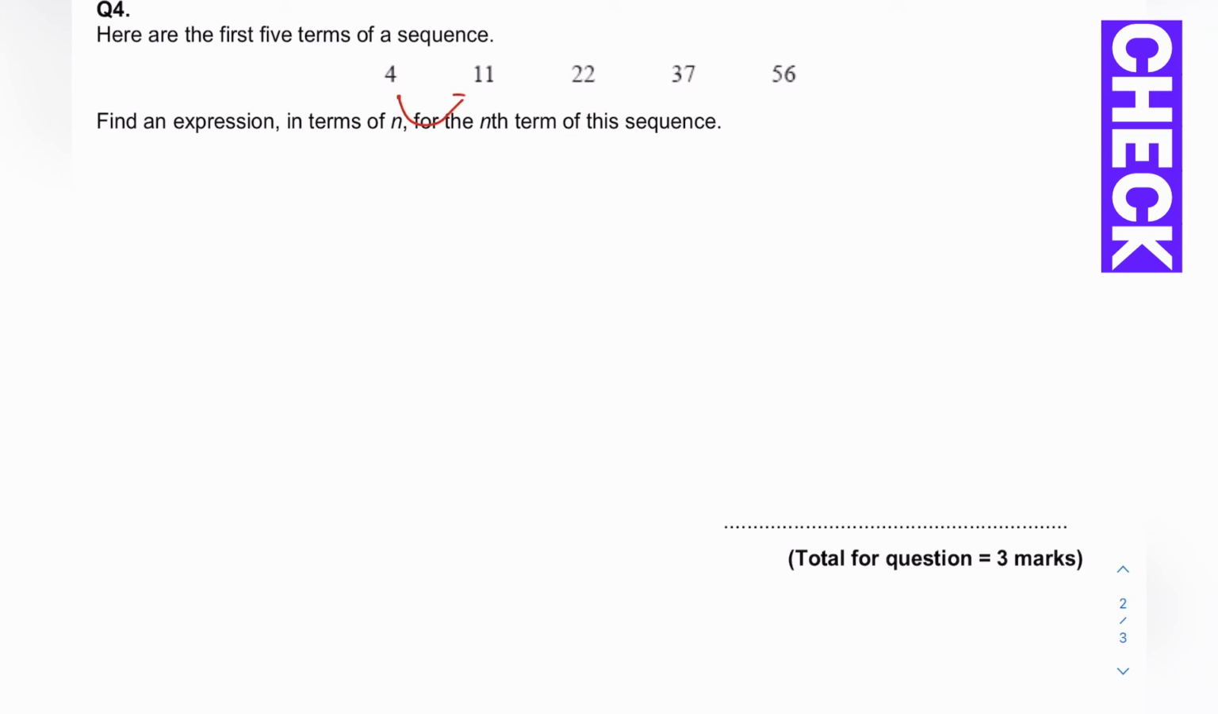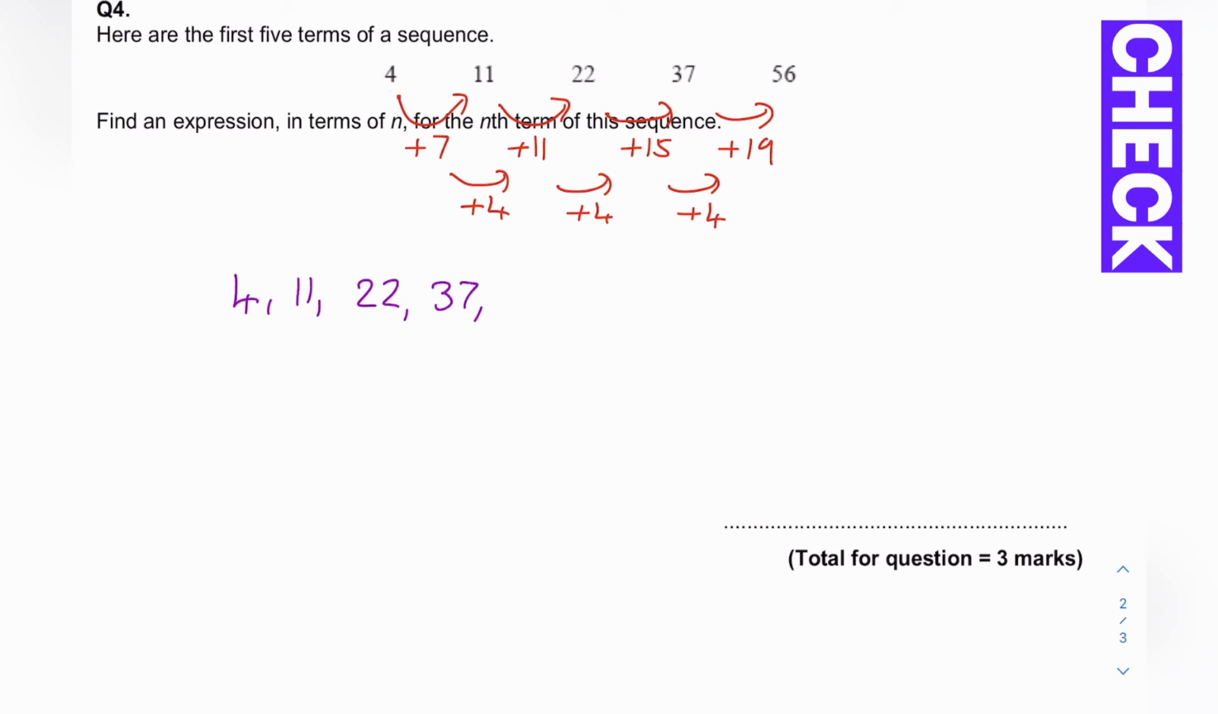Here, just like before, we work out our first difference. We've increased by 7, we've increased by 11, we've increased by 15, and here we've finally increased by 19. We can then work out our second difference. We're adding 4 each time. So now I'm going to write out my original sequence.